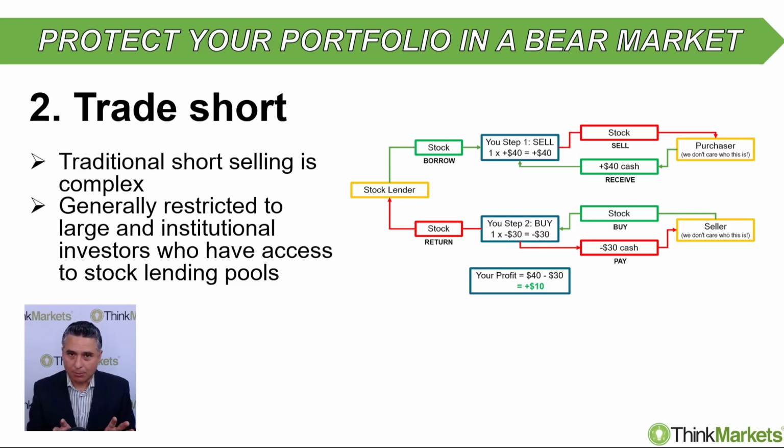I'm going to keep it simple here. We're going to take the simple path, but I did want to put this in just to illustrate the complexity of traditional short selling. And it is generally restricted to your large and institutional investors who have access to stock lending pools, the ability to go to big investors and borrow the stock off them so they can then sell that into the market. Traditional short selling is complex.